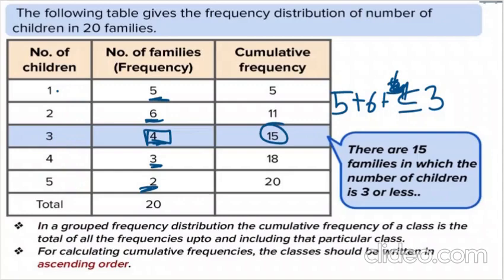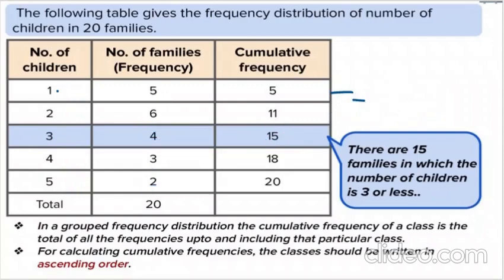Okay, now look over here. Next, let me erase this. Next, see the answer. Look at the next value: the number of children is 4. Families? 3 families. So what will be the cumulative frequency? Which families have 4 or fewer than 4 children? So 5 plus 6 plus 4 plus 3. How much is it? We will add all of these and get 18, correct? Because those are less than 4, but also equal to 4, so we will take that also. So cumulative is 18.